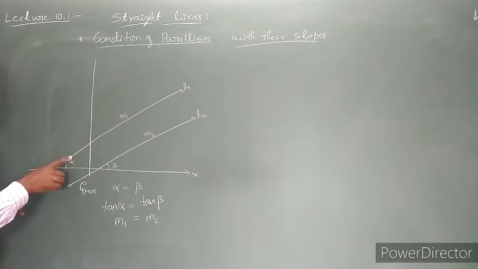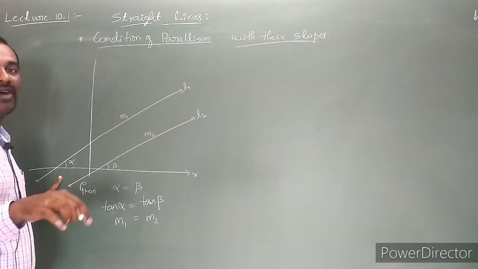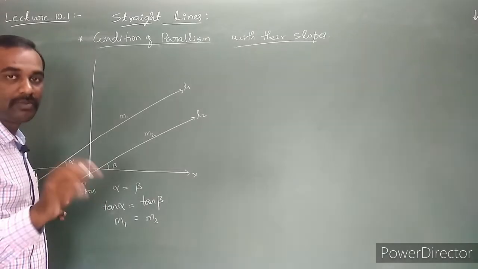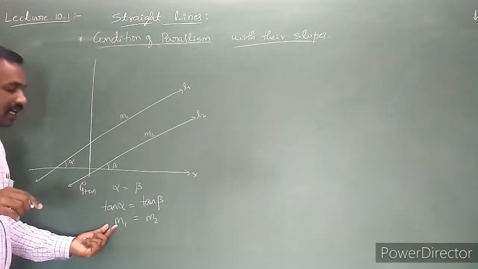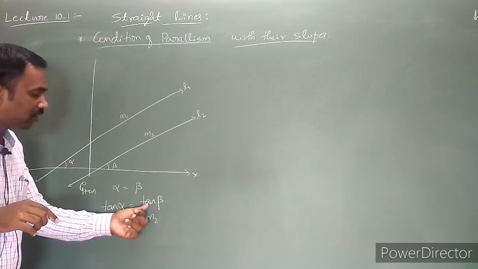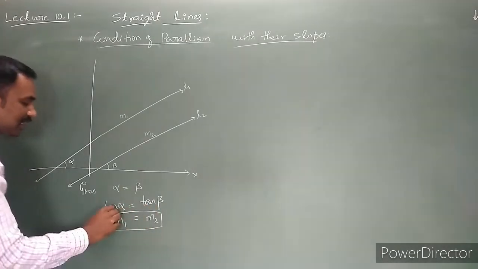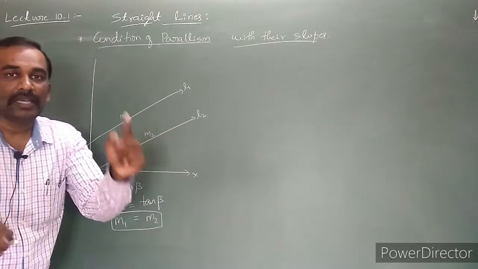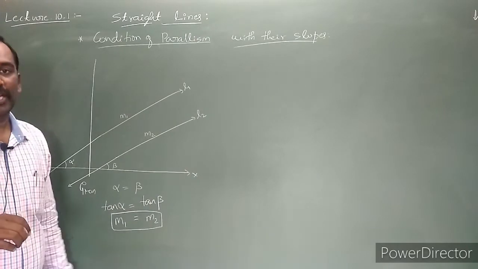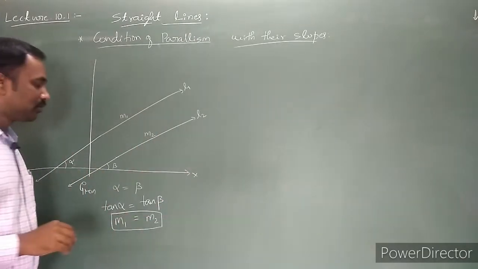Because alpha is the angle between the line L1 and the positive direction of the x-axis, it satisfies our definition of the slope of the line. For that reason, tan alpha is nothing but M1, and tan beta is nothing but M2. So here we can say that two lines are said to be parallel if and only if their slopes are equal.